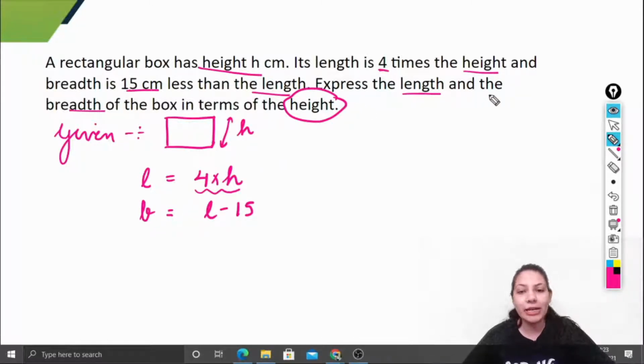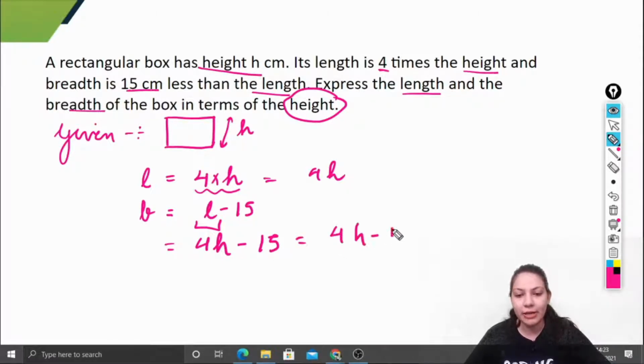Then we have to express the length and the breadth of the box in terms of height. So length is given in terms of height, that is 4h. Now what will be the breadth in terms of height? We will substitute the value of length in terms of height, that is 4h minus 15. So the answer is 4h minus 15 will be our breadth.